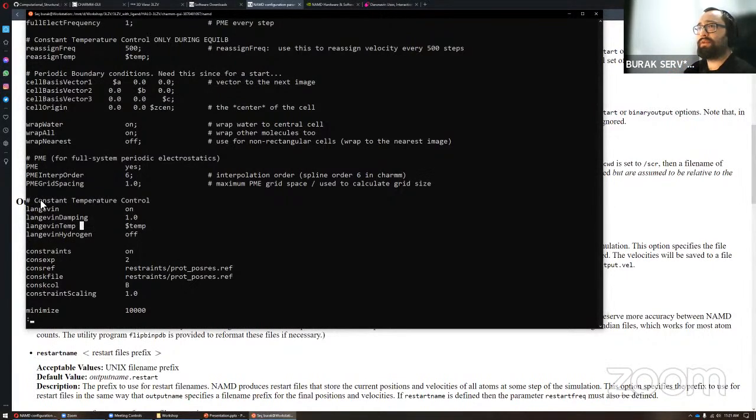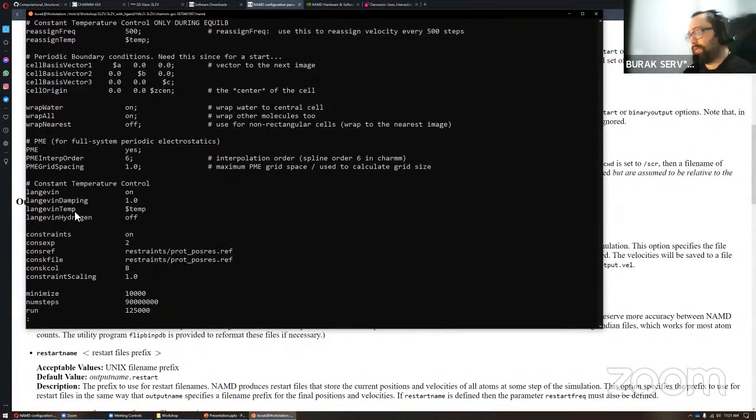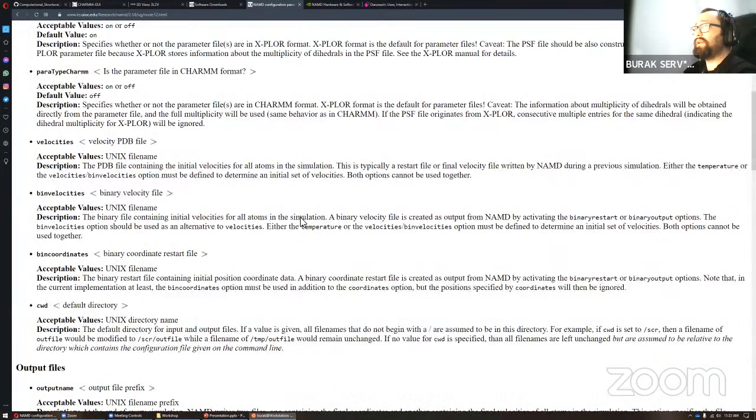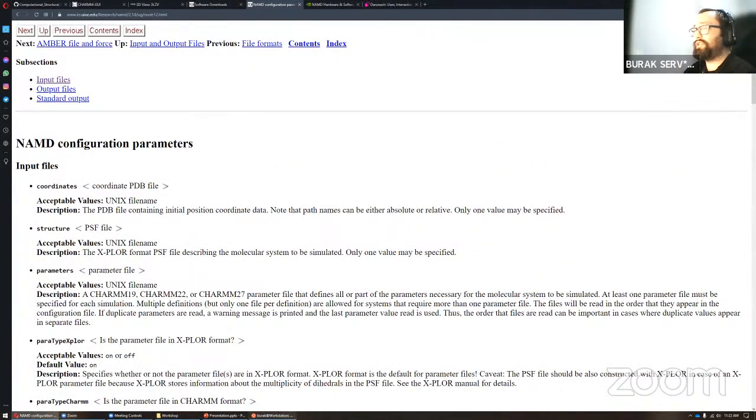And I said constant temperature. So our temperature and pressure will be stable, so you can use these options for these steps. But again, I don't want to change these options. Please check this website to learn all features.